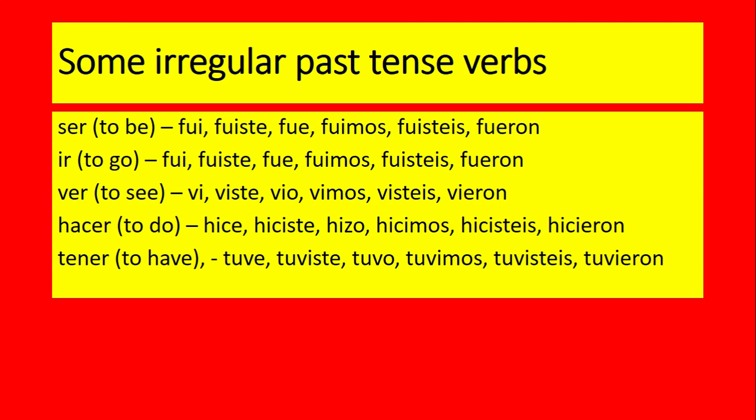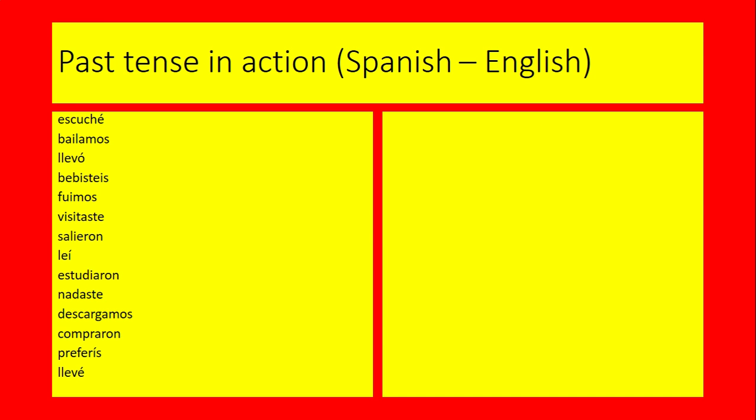They're completely irregular, but you know there are sort of similarities. The we ending always ends in mos. The you plural has the sort of eis, and you've got the ron in the third person plural. So it's not like they're crazily different. Okay, can you translate these from Spanish into English? Remember, the clue is all about the verb ending. That tells you who did the action.